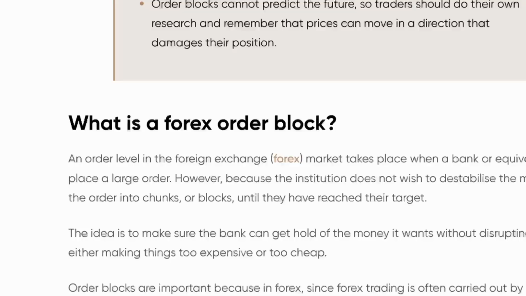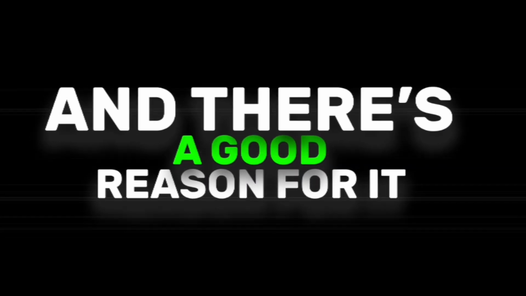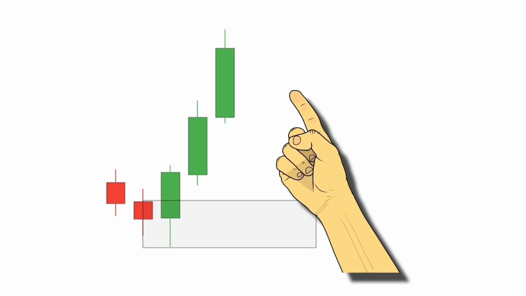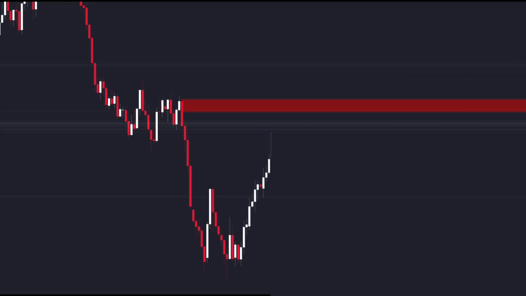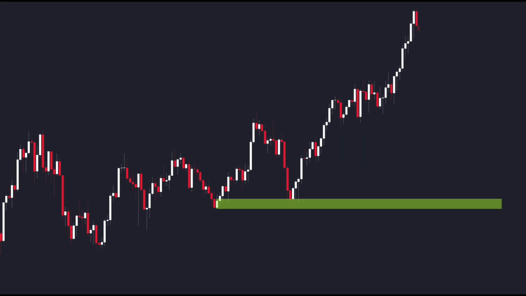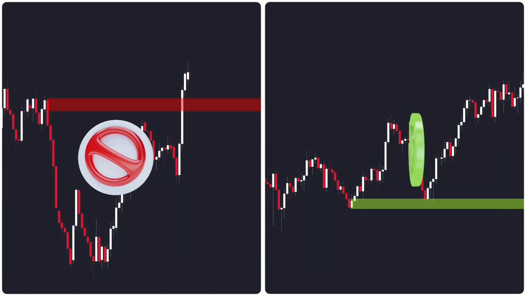Order blocks, one of the most important concepts in trading. And there's a good reason for it, because of how well they actually work. However, not all order blocks are created equal. For instance, price did not respect this order block right here, and yet this order block actually did end up working. So how come this order block worked, but this one didn't?